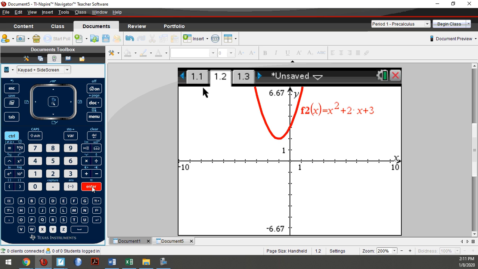I'm going to confirm 2 things on this graph. The first confirmation I'm going to get is what? It is a minimum. The second confirmation I'm going to do is what? I need to confirm the vertex. So how do I confirm the vertex is accurate? What do I hit first? Menu.